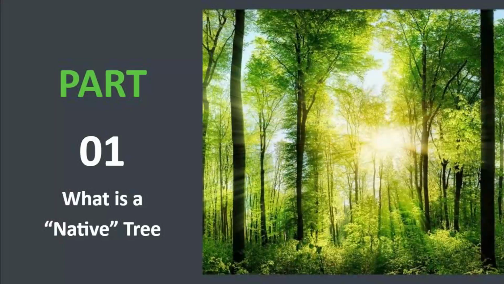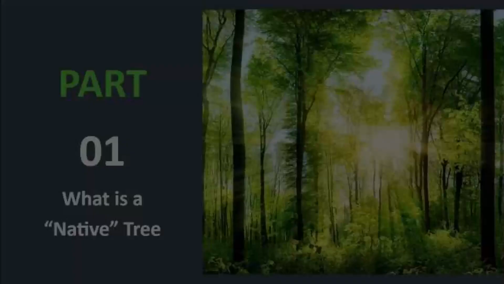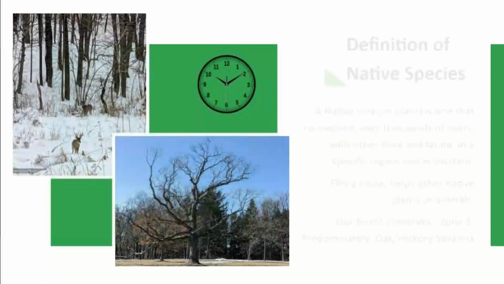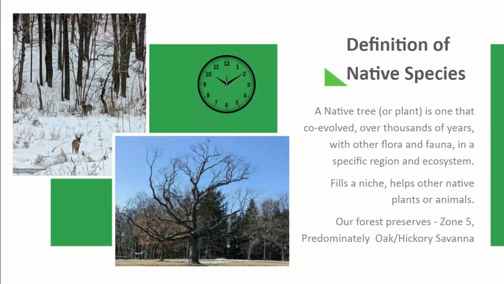So what is a native tree? Basically, a native tree or plant is one that has co-evolved over hundreds of thousands of years with other plants and animals in a specific area, a region of a country, or an ecosystem. So for example, here in our part of the state, it was predominantly either prairie land or our woodlands were mostly oak and hickory savannas.